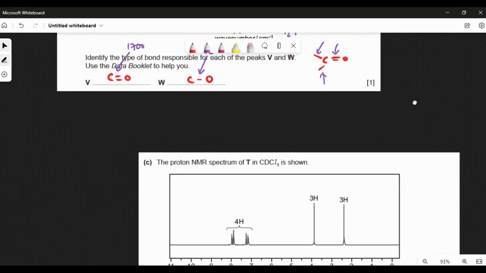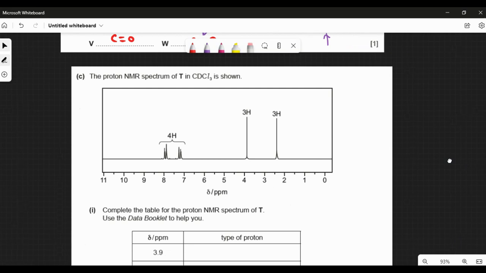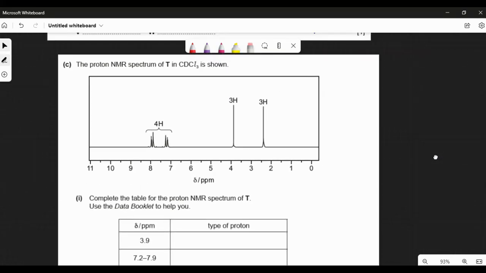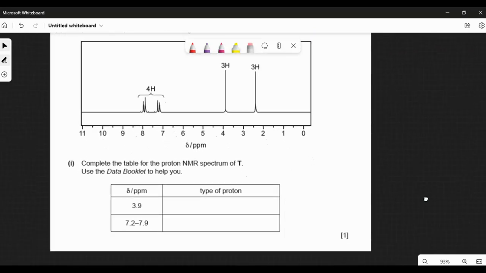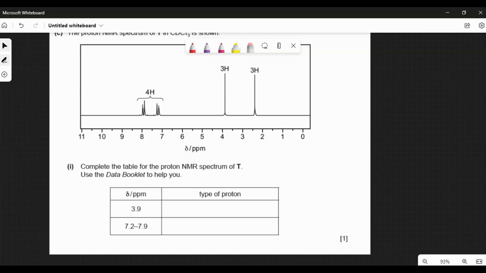Let's move up. I think this is the bit that was causing the problems. Maybe I'm wrong, I don't know. The NMR spectrum in CDCl3 is shown. 3 hydrogens, 3 hydrogens unsplit, 4 hydrogens in a weird pattern there. When they do this, they mean there's a benzene ring, with hydrogens. There's 4 of them. There's my benzene ring, and since there's 4, there must be 4 hydrogens. 1, 2, 3, 4. Therefore, there's something on one side, something on the other side.